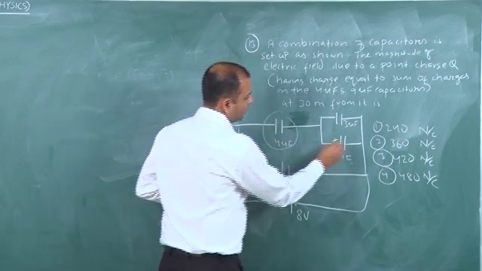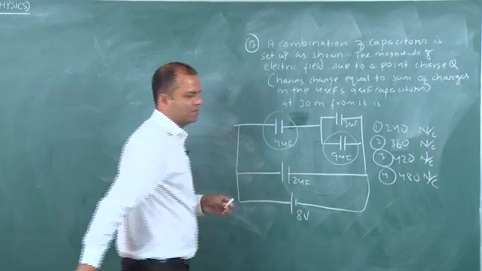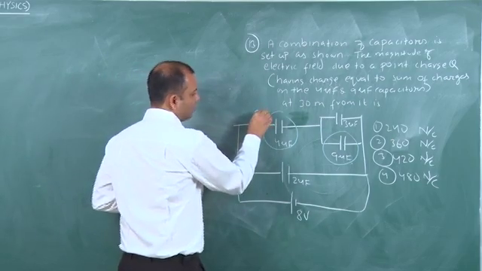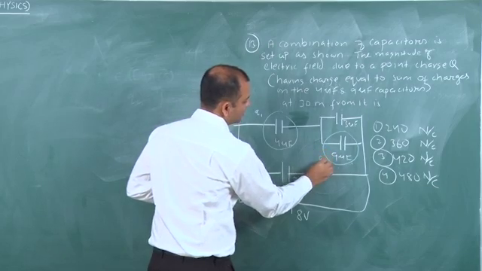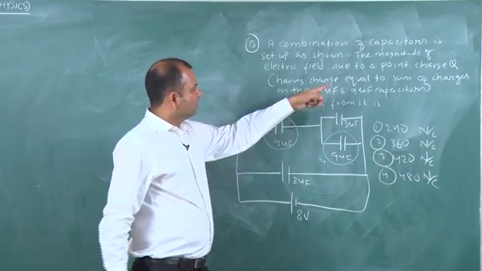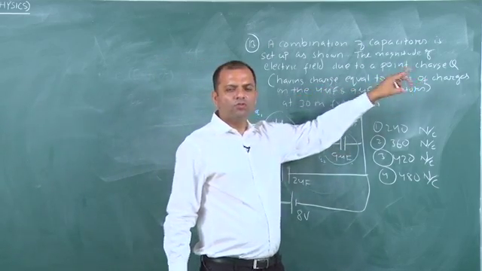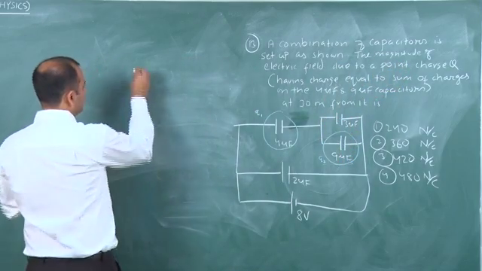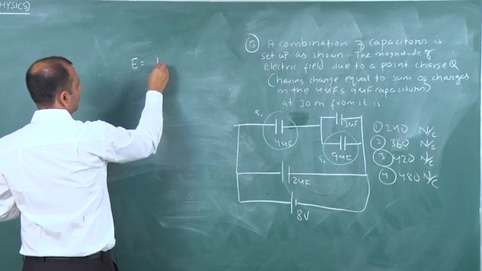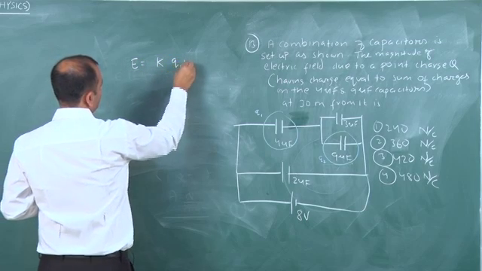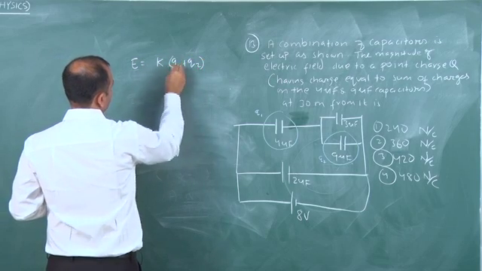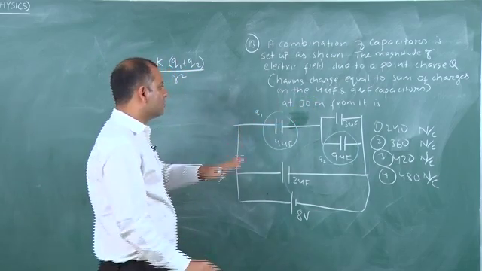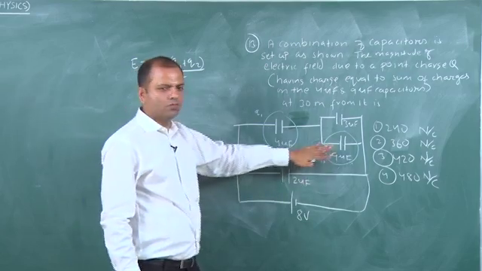4 mu f and 9 mu f capacitor. So, if the charge on 4 mu f capacitor is Q1 and the charge on 9 mu f capacitor is Q2, then this charge capital Q is equal to Q1 plus Q2. So, obviously, the required electric field E is K into Q1 plus Q2 divided by r square, where r is given as 30 meter. So, all we need to do is find the value of Q1 and Q2.